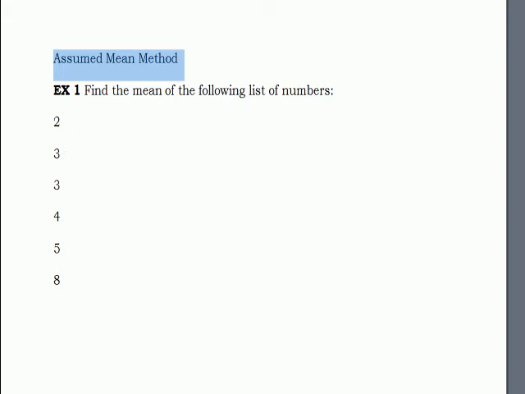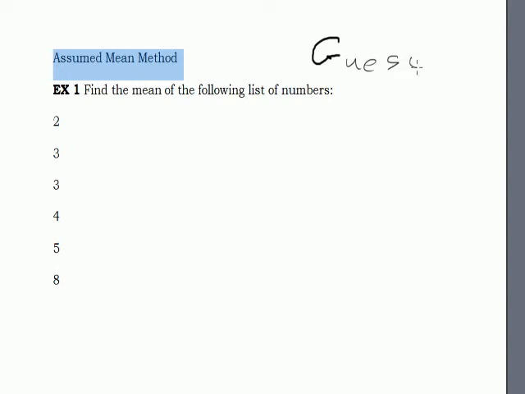Hi all. In this video we're going to look at the assumed mean method. To do this method we're going to first start by picking our guess. Looking at this list of numbers, you want to guess what you think the mean might be. I'm going to guess 3. Then I'm going to take that value 3 and subtract it from each of the values.